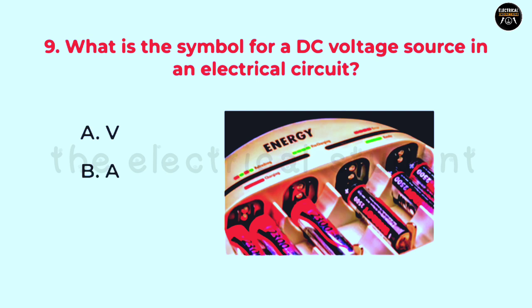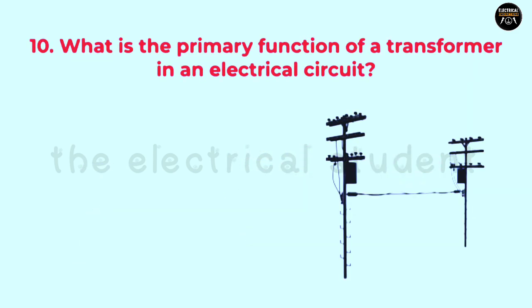What is the symbol for a DC voltage source in an electrical circuit? A. V. B. A. C. I. D. E. The correct answer is option D. E.